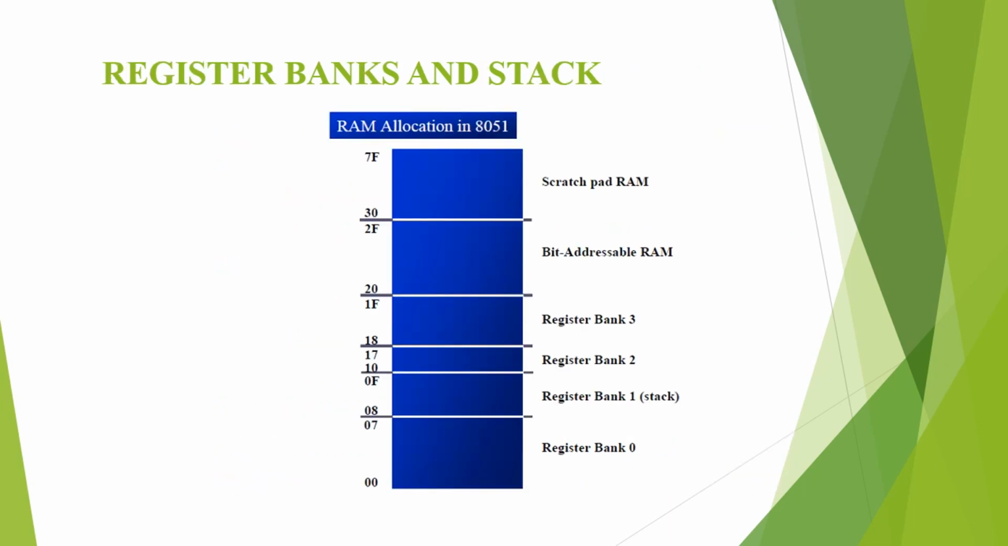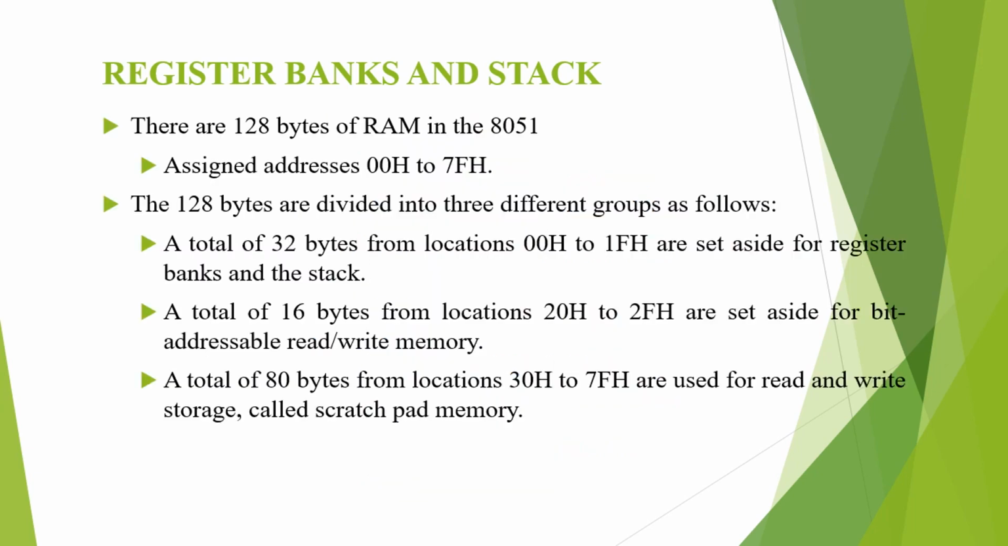Next is register banks and stack. In this figure we can see the RAM allocation in 8051. So the memory allocated is from 00H to 7FH. In detail we'll study about the RAM allocation in the coming slides. There are 128 bytes of RAM in 8051 and the address assigned is from 00H to 7FH.